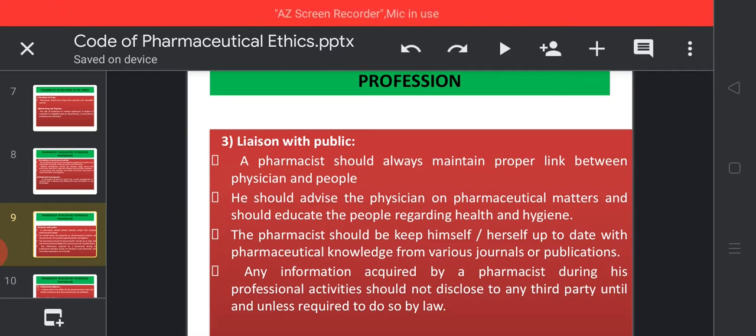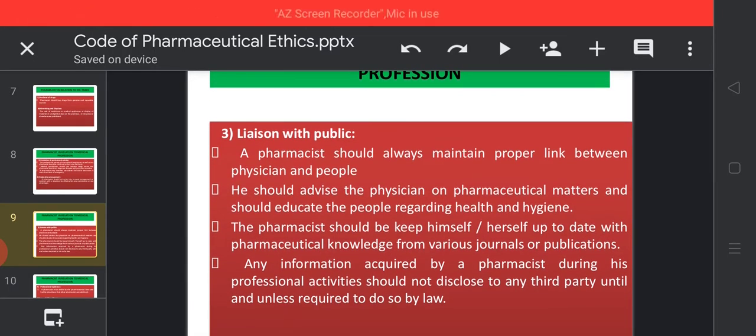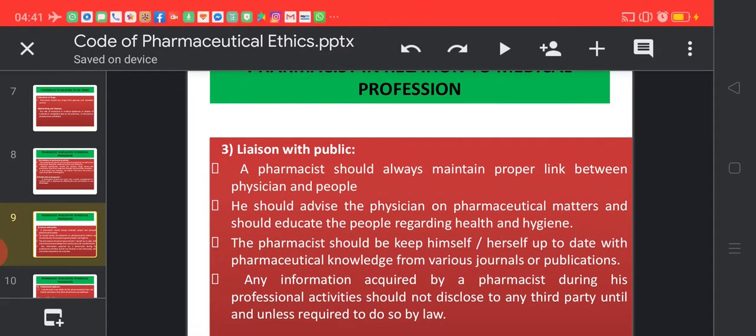The information acquired by a pharmacist during his professional activities should not be disclosed to any third party until and unless required to do so by law. लॉ एंड ऑर्डर के हिसाब से अगर कोई भी इंफॉर्मेशन थर्ड पार्टी को नहीं देनी है, then definitely you are not liable to disclose any information to a third party until and unless required to do so by law and order.